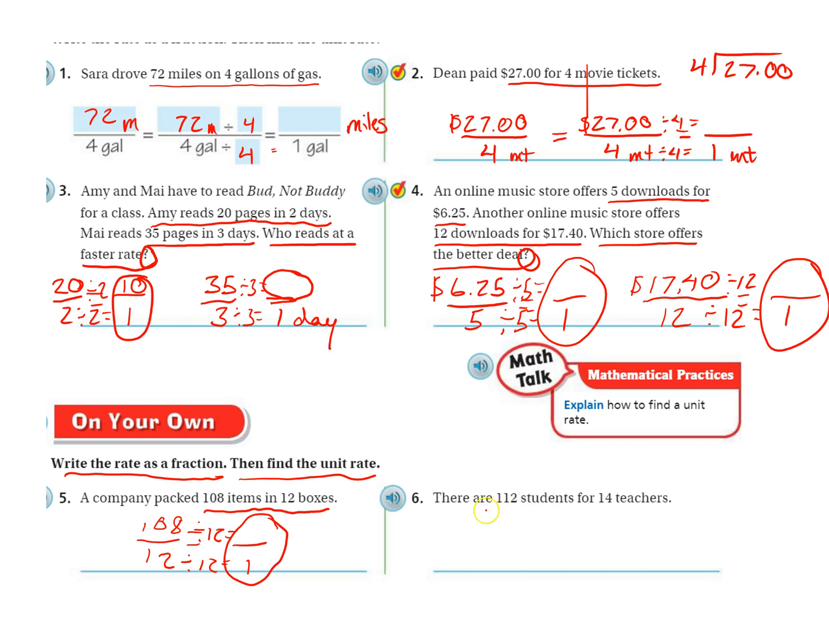And number 6, same thing. This time we're comparing students to teachers. So write it as a fraction first, 112 students for every 14 teachers. But I want to find out how many students per 1 teacher. So to get 14 to 1, I have to divide. 14 divided by 14 will give me 1. And then I divide the numerator by the same thing. And that's going to tell me how many students there are for every 1 teacher.